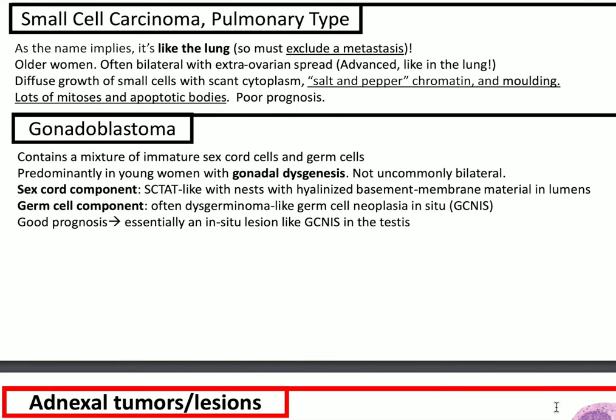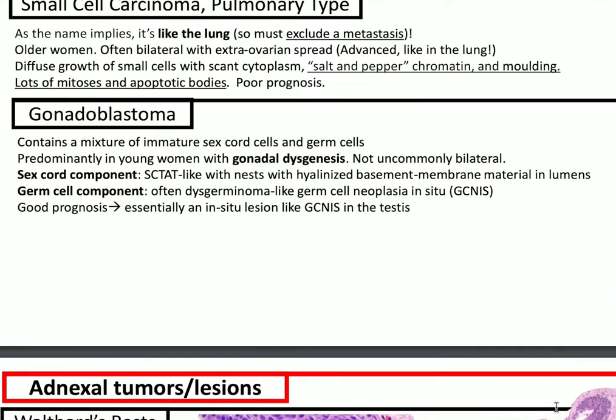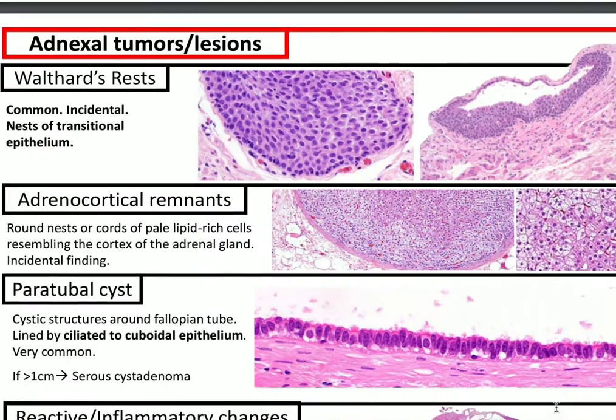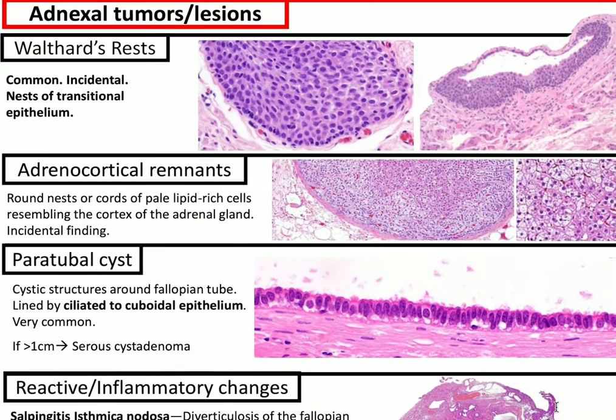Gonadoblastoma, predominantly in young women with gonadal dysgenesis. The sex cord component will be SCTAT-like with nests with hyalinized basement membranes. Germ cell component, often dysgerminoma-like germ cell neoplasia in situ. Good prognosis. Adnexal tumors or lesions: Walthard rests, adrenocortical remnants, paratubal cysts.